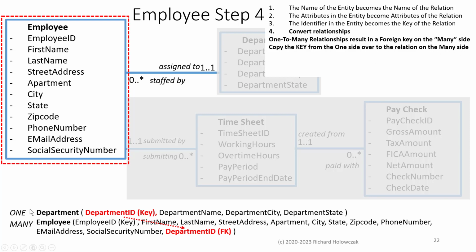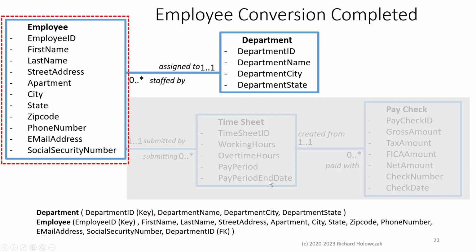So here is department, and the key is department ID, and we will copy that over to the employee relation, where it becomes a foreign key. So we think about it. Department ID is the key for the department relation, but here it is showing up in another relation. They say, hey, you're not from around here, you are a foreign key. All right, so department ID becomes the foreign key in the employee relation. And now our employee conversion is completed.